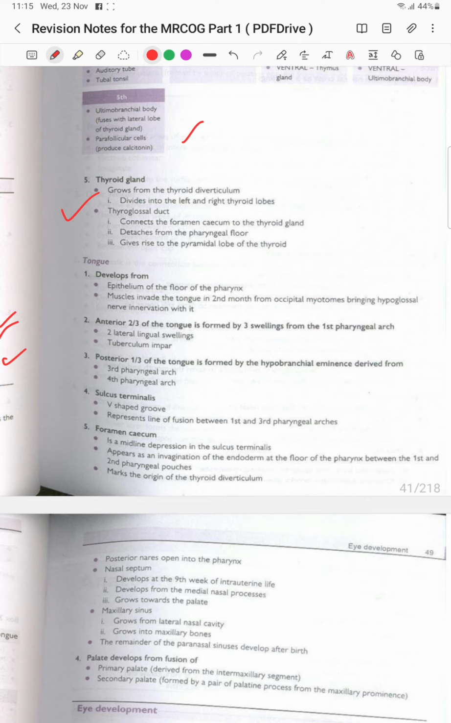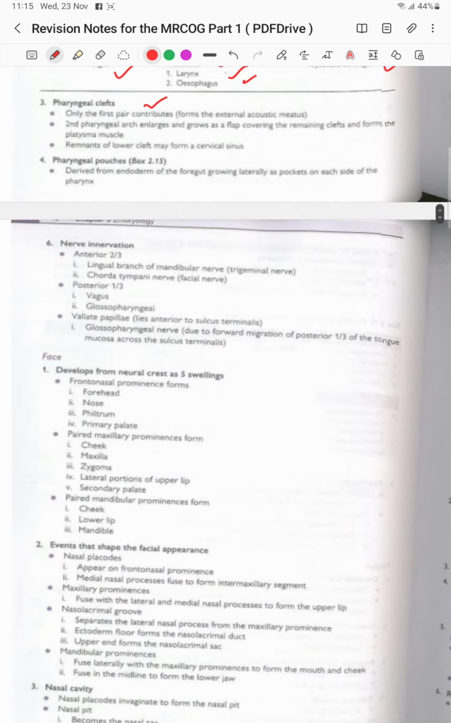The posterior one-third of the tongue is formed by the hypobranchial eminence derived from the third and fourth pharyngeal arches. The sulcus terminalis, a V-shaped groove, represents the line of fusion between the first and third pharyngeal arches. The foramen cecum is the midline depression at the sulcus terminalis and appears as an invagination of the endoderm at the floor of the pharynx between the first and second pharyngeal pouches, and marks the origin of the thyroid.